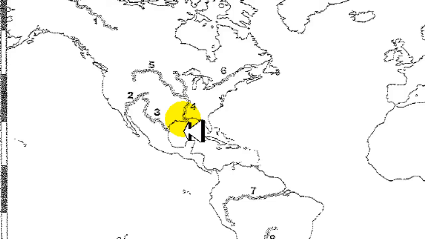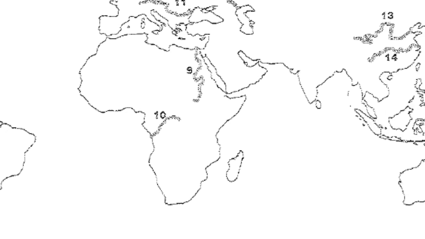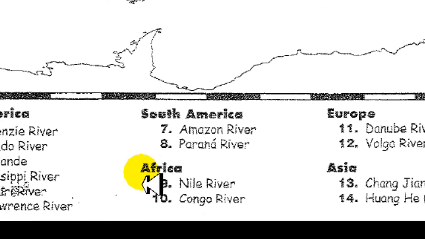Tuesday number 1, the world's longest river is located in Africa and is about 4,100 miles long. Name this famous river. Well, if you were listening at the beginning of this introduction, we talked about the longest river in the world being the Nile River. So you should already know N-I-L-E, which is the Nile River. It's number 9 down here. That's our answer for Tuesday number 1.